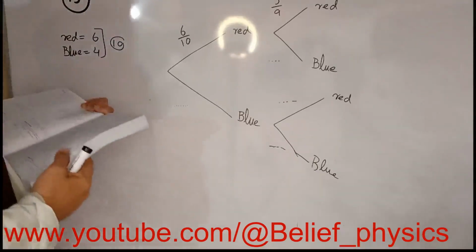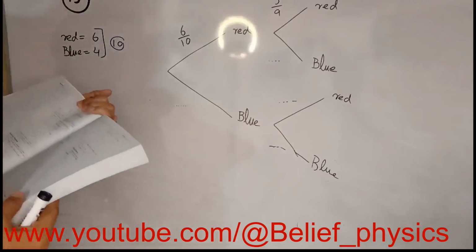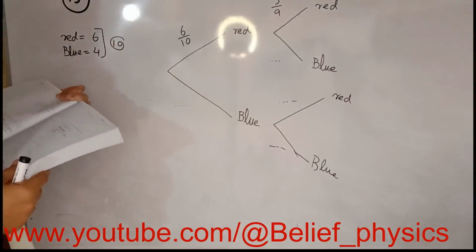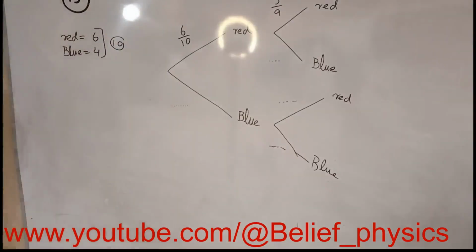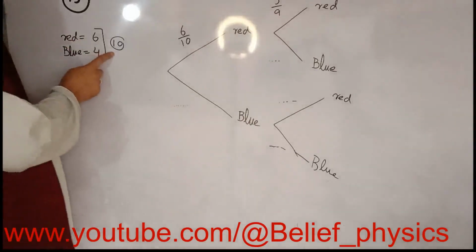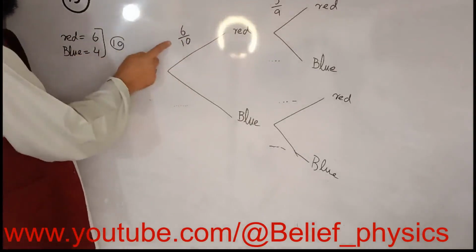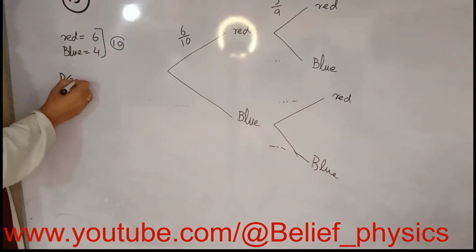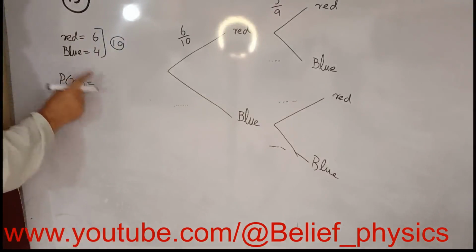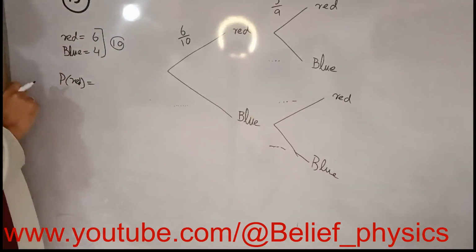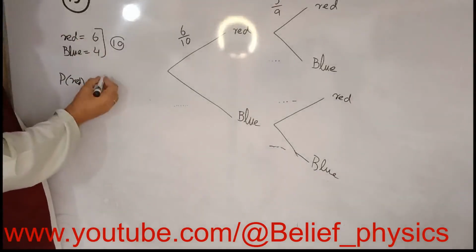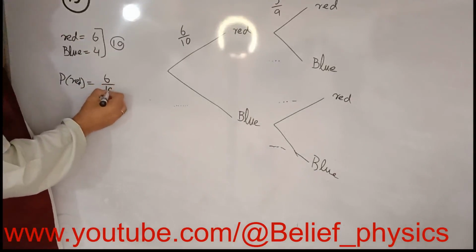The tree diagram for this is given below. This is the tree diagram. We have to complete this tree diagram. There are some missing. Overall there are 10 counters. So what is the probability of red? Probability of red is equal to total number of favorable chances divided by total chances. So total outcomes is 10. How many red? Red is 6. So therefore probability of red is 6 over 10.